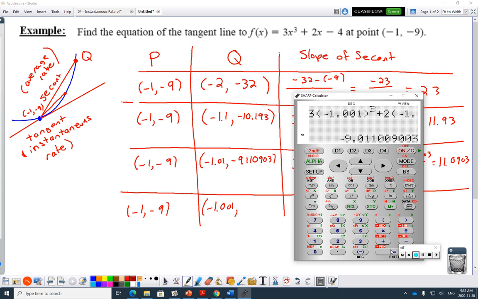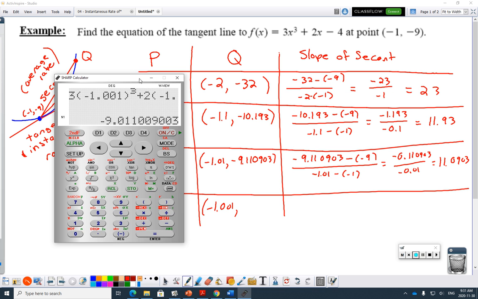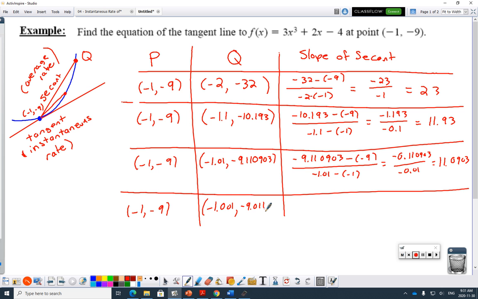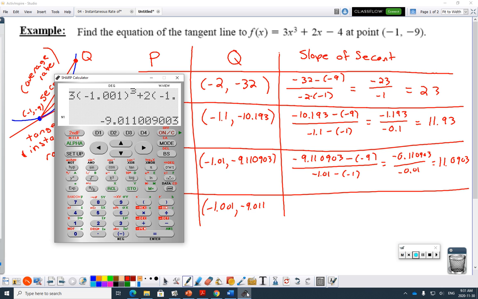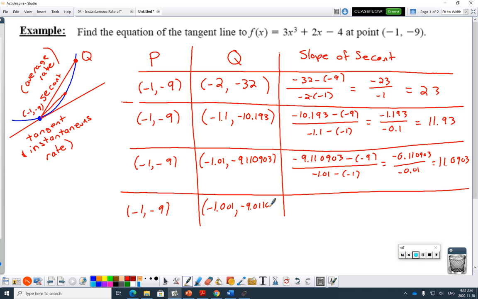Equals negative 9.011, 2 O's and then 9003. Keep all the decimal places. I know it's a pain, we need them all. And then to find the secant slope, I go negative 9.011009003, subtract negative 9, over negative 1.001, subtract negative 1.